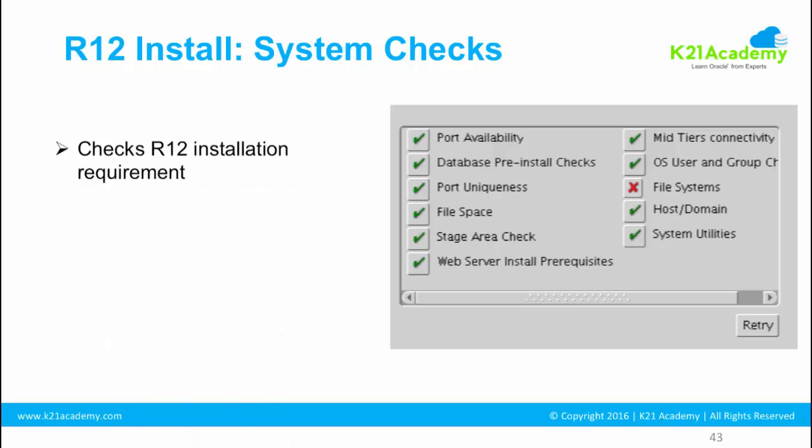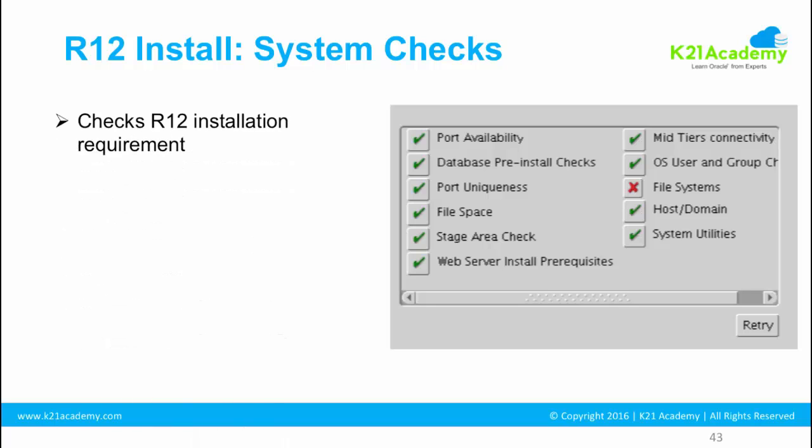And then finally, it's going to do a system check, which checks that all prerequisites are completed successfully, whether all the ports are available or not. Database prerequisites like operating system RPMs or kernel settings are right or not. The ports which we have defined are unique or not. There's enough file space or disk space available. The stage area is proper. The web server or OHS prerequisites are installed. The middle tier can talk to the database tier. Operating system users and groups are there. The file system is intact or not. Then you have host and domain, whether you can ping the servers or not, and whether the system utilities are there or not.